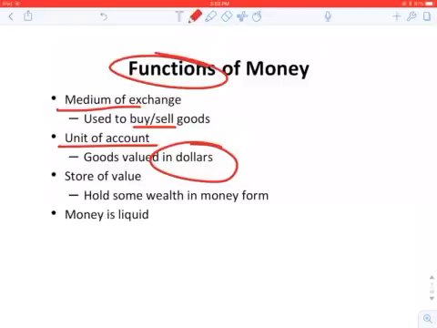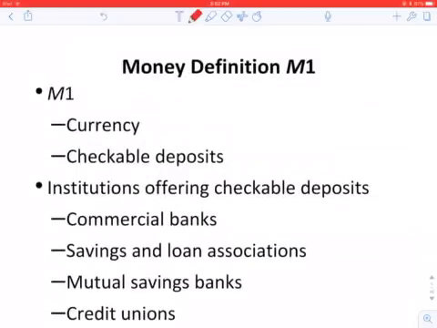Additionally, money is a store of value. So imagine you are a farmer and you have a really good crop and you sell all your stuff. Well, what are you going to get for it? You have to get something that you can store, something that's going to last, right? So money becomes something that you can store. And then finally, money is liquid, meaning you can exchange it quickly from one form to another form. Those are all important things that money must be.